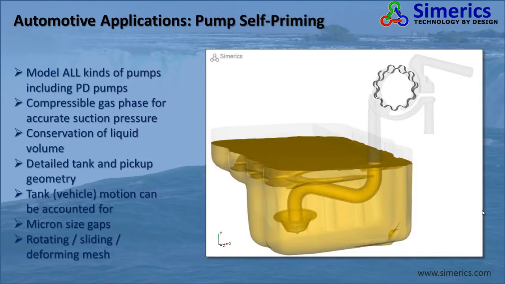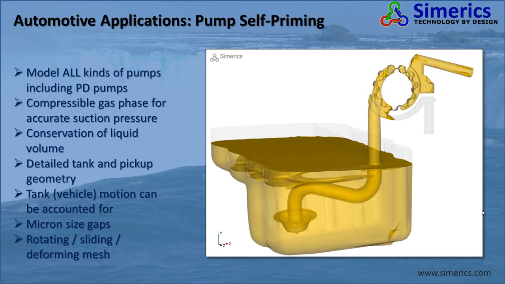Here is another automotive application, pump self-priming. Often a pump and connected hardware is filled with air, and as the pumping operation begins, the air is displaced by the liquid entering the system from a reservoir. PumpLinks can model all types of pumps, including positive displacement pumps. The compressibility of the gas ensures that the suction pressure is predicted correctly. As always, the mass is conserved, which is equivalent to preserving volume for incompressible phases.